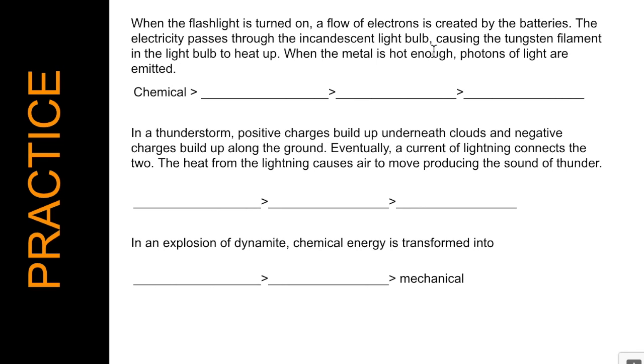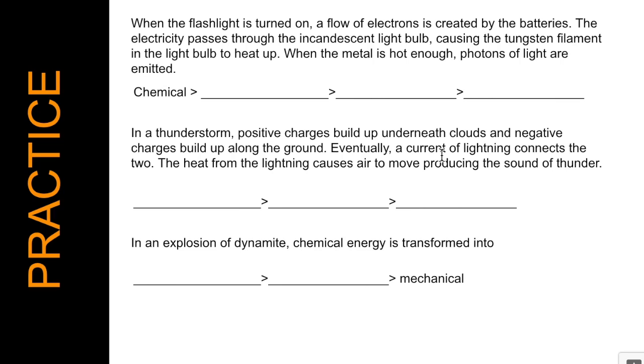When the metal is hot enough, photons of light are emitted. So we're going from that thermal energy, the heating of the tungsten, into radiant energy because it's actually going to light up. It's going to produce photons of light. Okay, so we went from chemical to electrical to thermal to radiant.